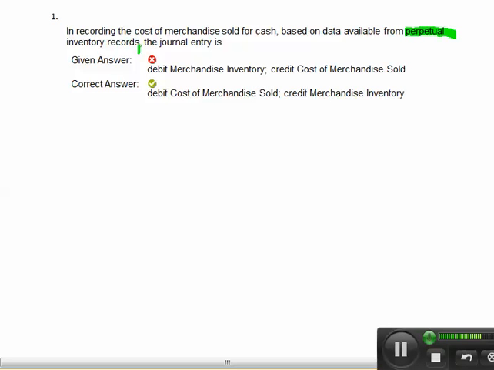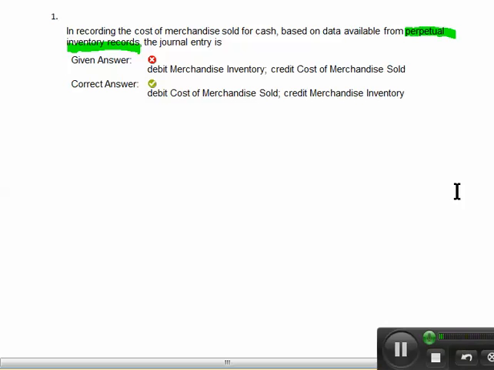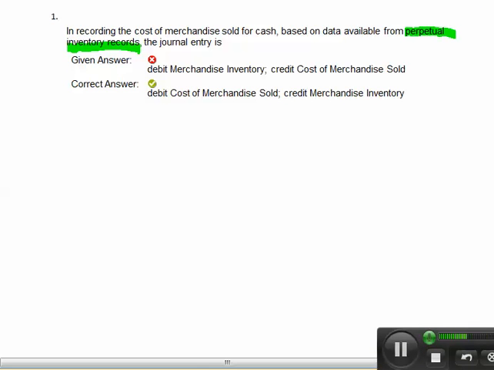We're looking at the perpetual inventory records. As I said, those continually measure the flow of the inventory, what we brought in and what we sold. So in recording the cost of merchandise sold for cash based on the data, the entry is going to be a debit to the cost of merchandise sold. So we've got to take it out of our inventory account and move it over to our cost of goods sold. So let's take a look, and I'm going to do some T accounts here.